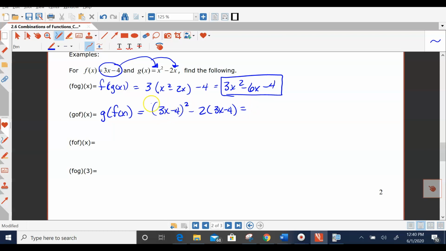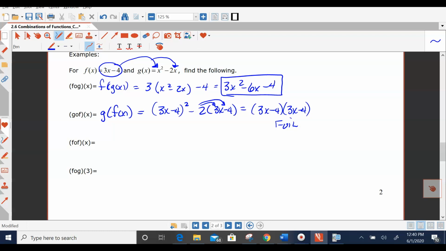When you're squaring a binomial, you must write it twice. Oops, I need a little more room there. I'll just write it over here. You must write that twice, 3x minus 4 times itself, 3x minus 4, and then use the FOIL method to multiply that out. Then we'll distribute the negative 2. Ooh, that's nasty. Let me fix that. Yeah, a little bit better.